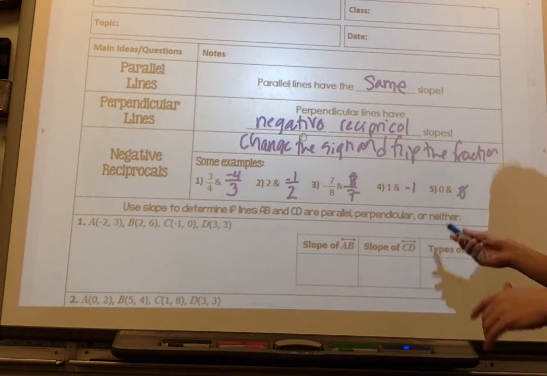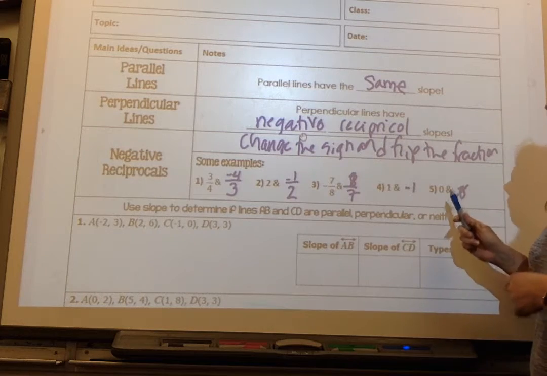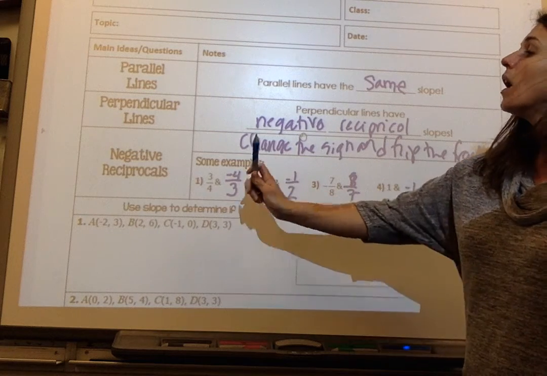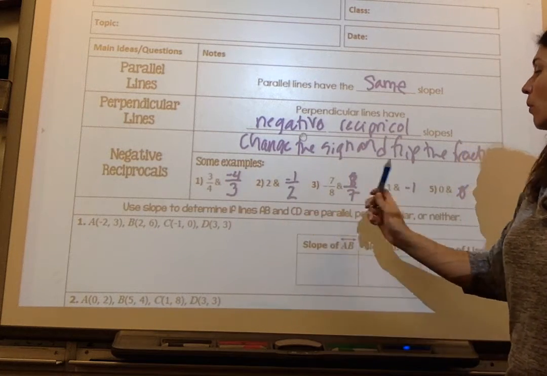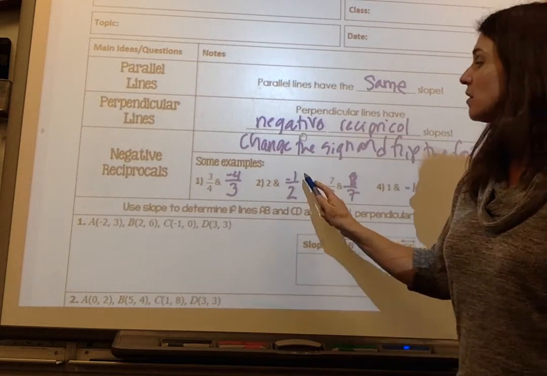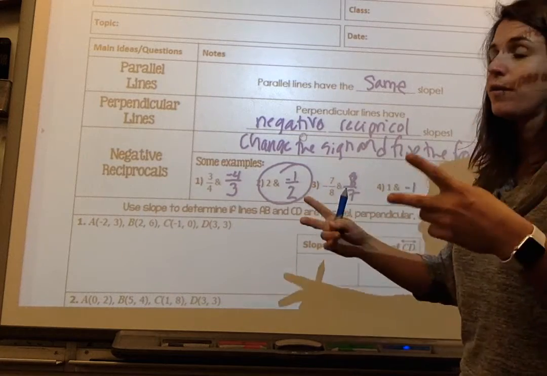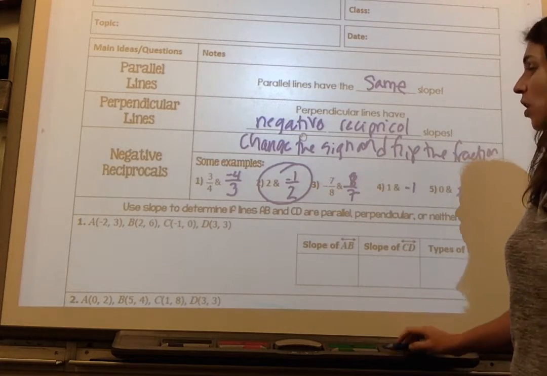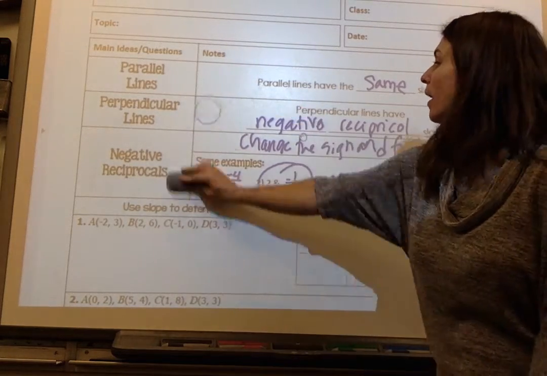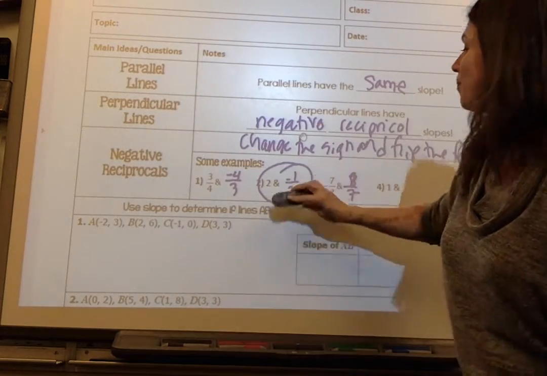Now, a way to check it, except with this special case over here, is that the product of your negative reciprocals will always be equal to negative 1. And that's the way you can check yourself on this one, to make sure to turn that integer to flip it. Your product is always negative 1. So that's what those lines mean.